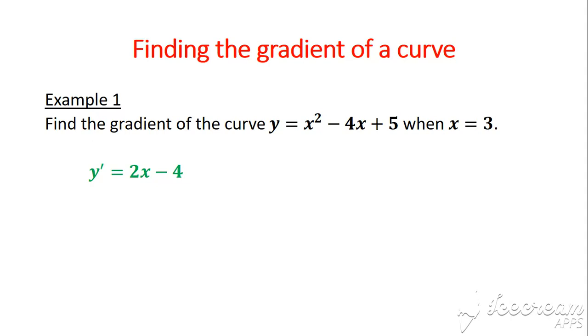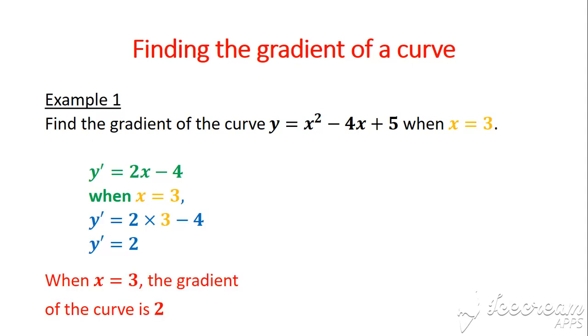Now we need to find the gradient when x is equal to 3. So we're going to take 3 and substitute it into the gradient rule. So when x is 3, y dash is equal to 2 times 3 minus 4. 2 times 3 is 6. 6 minus 4 is 2. So when x is 3, y dash is equal to 2. When x is 3, the gradient of the curve is equal to the number 2. Now 2 is equal to 2 over 1, which is the rise over the run.